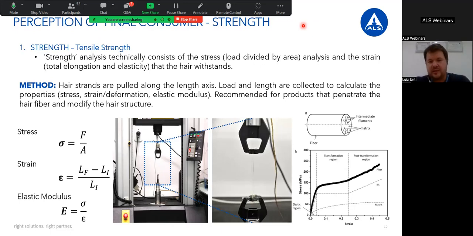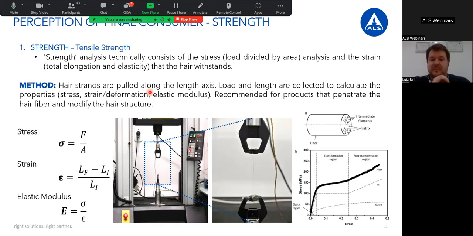So strength, when we talk about instrumental testing or in material science, we define strength basically as stress divided by strain, like the load we use to pull the hair fiber divided by the area or the diameter of the hair fiber, divided by how much we can elongate the hair fiber. But this is analysis related to the structure of the hair fiber.